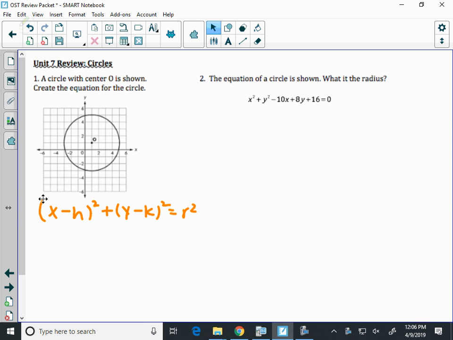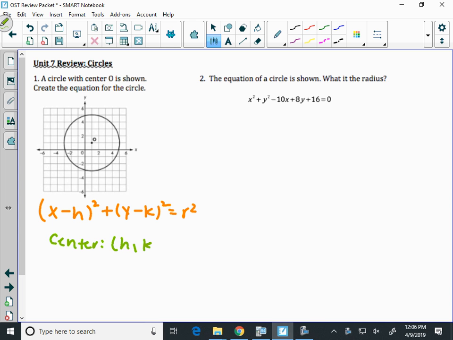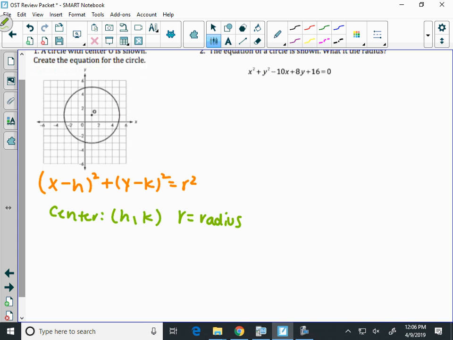So in order to write the equation of the circle, (h, k) represents the center. h is the x value of your center, k is the y value of your center, and r represents the radius. So you have to know those two things. You have to know what the center is, and you have to know what the radius is. They were really nice, and they told you what the center was.